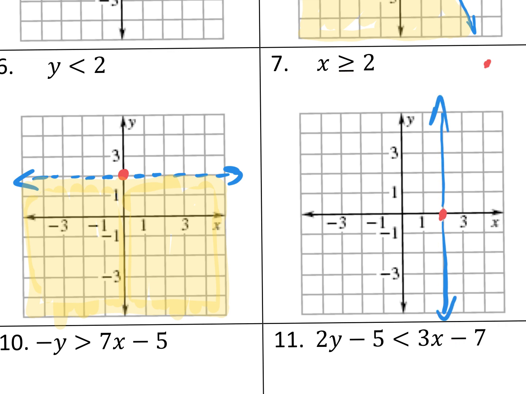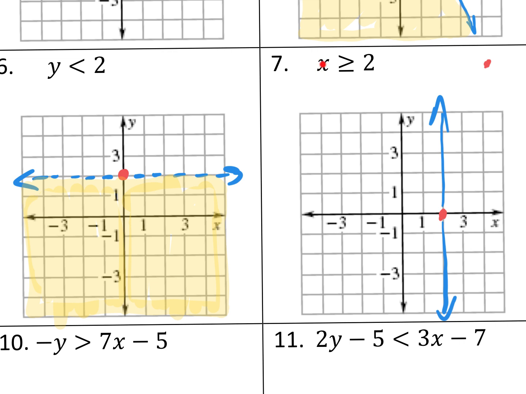Now, I still need to shade, and a lot of people freak out right here because we can't use the logic of above or below. When you have y by itself, that's when you could say, okay, y is less than, that means below, because y is up and down. If it were y is greater than, it'd be above. So right here, there is no y. So you can't think of above or below anymore.